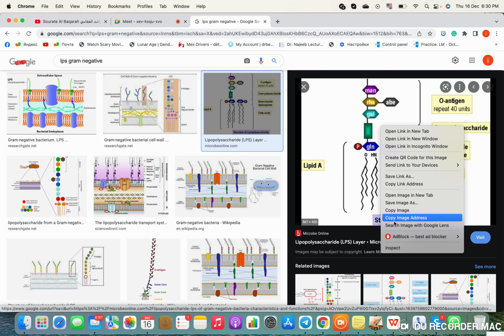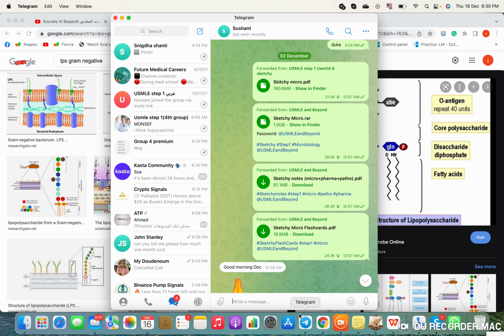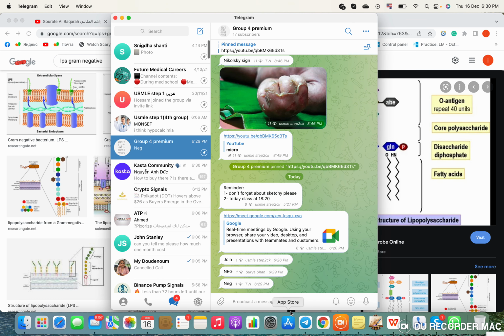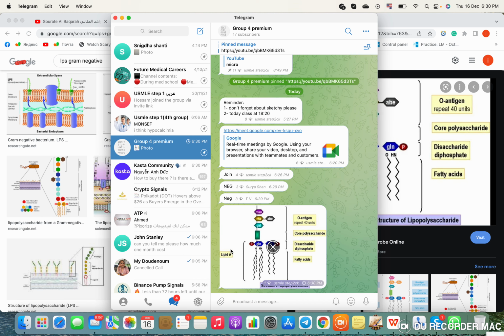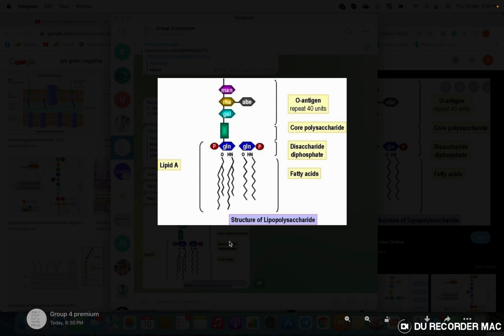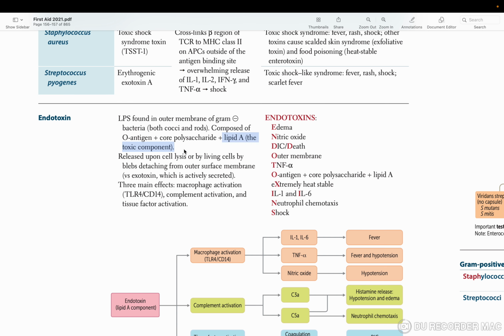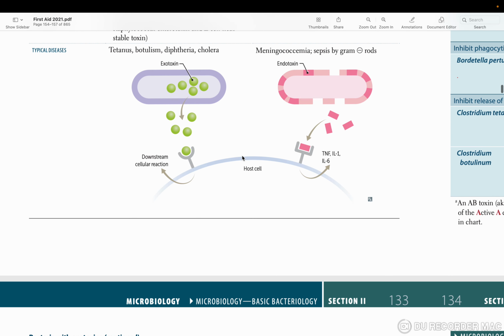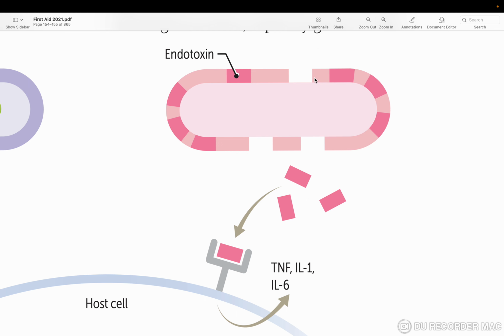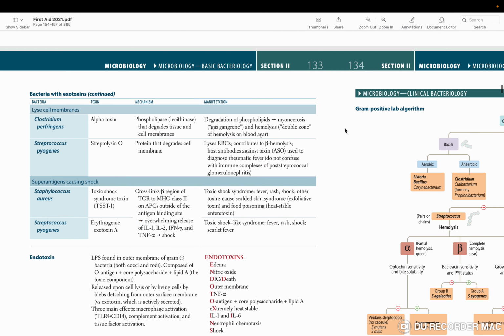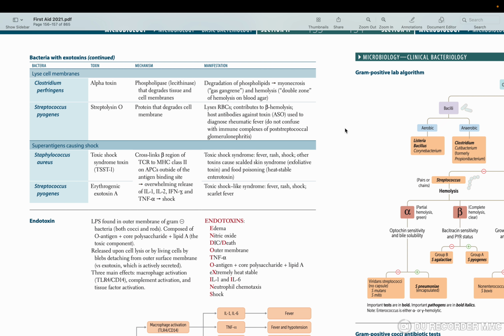So let's take a look at this. As you can see, it has the O antigen, polysaccharide core, and lipid A. So the lipid A is the problem. He is the one leading to the symptoms. Yeah? So if you take a look here, lipid A is the toxic component. So it's released upon cell lysis. Why cell lysis? Because as we said yesterday, the lipopolysaccharides are integrated within the cell wall of the bacteria. So it will be released into the circulation.